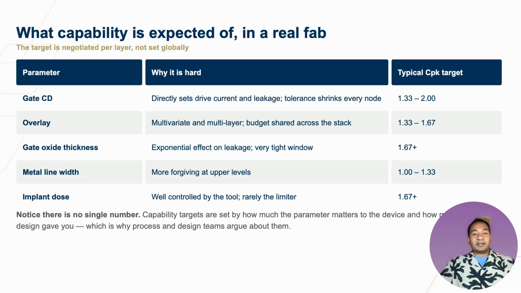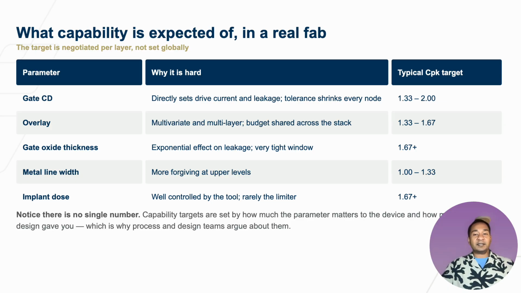What is actually expected in a fab? There is no single answer, and that is the point of this slide. Gate CD: 1.33 to 2. It directly sets the drive current, leakage, and the tolerancing at every node, while the physics does not get any easier.